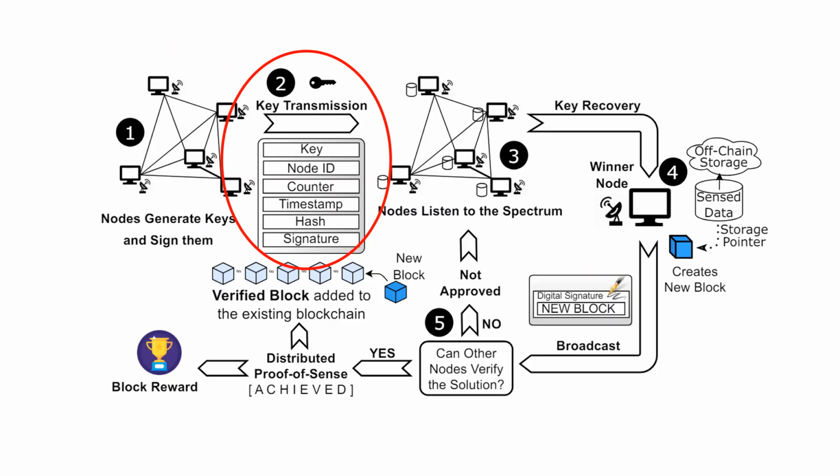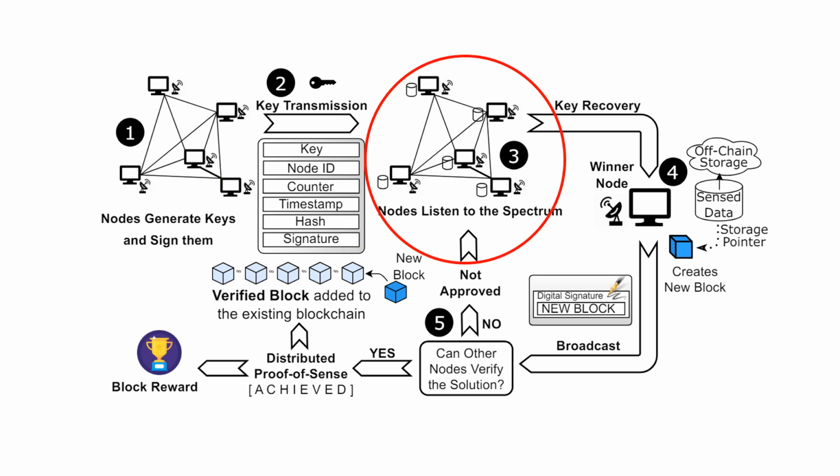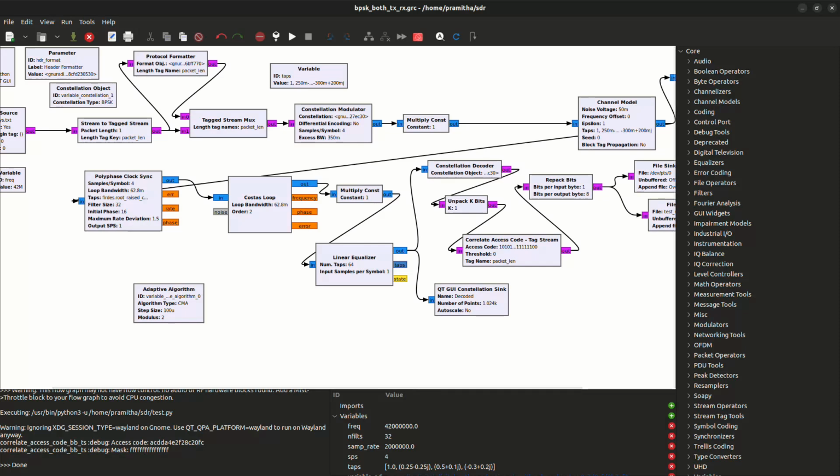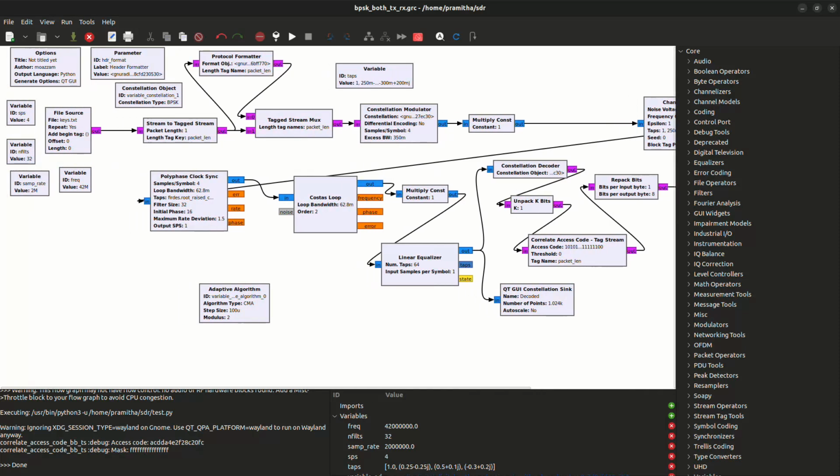Next, in step 2, we transmit keys, and then in step 3, we receive these keys. We can show this using a simulation. Here in GNU Radio, we are doing a key transmission and receiver simulation.